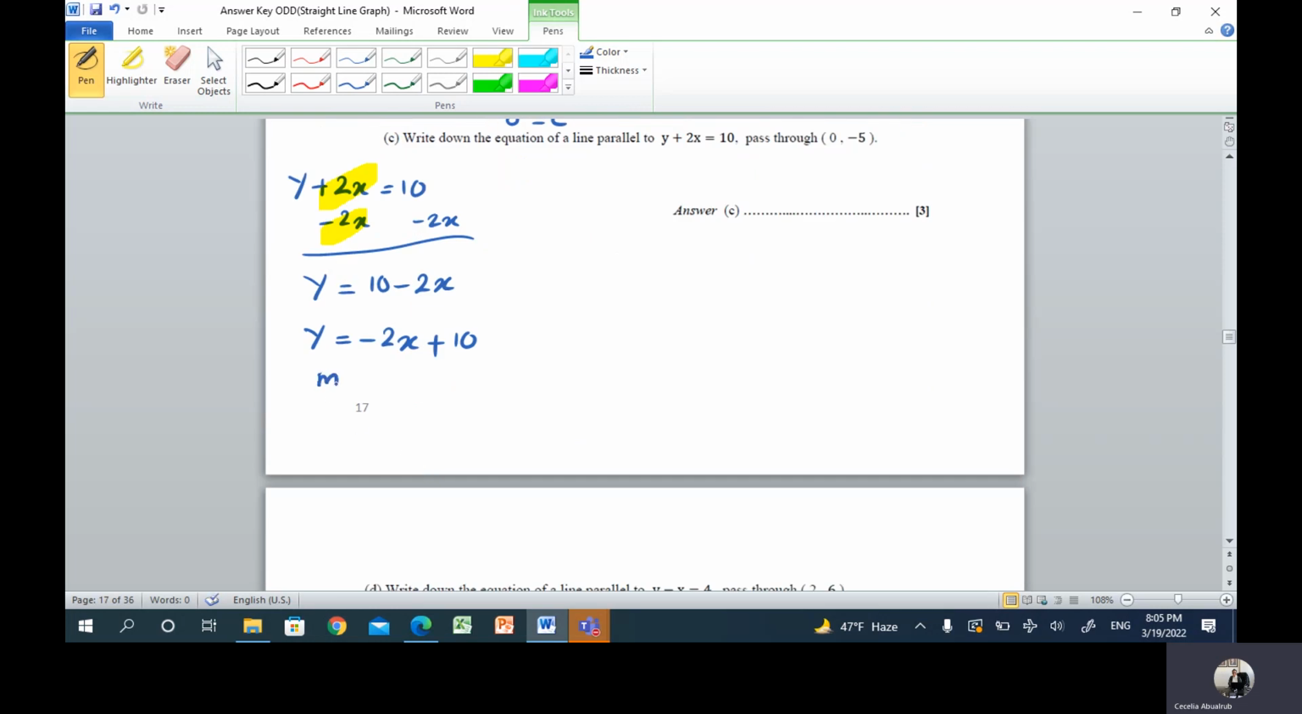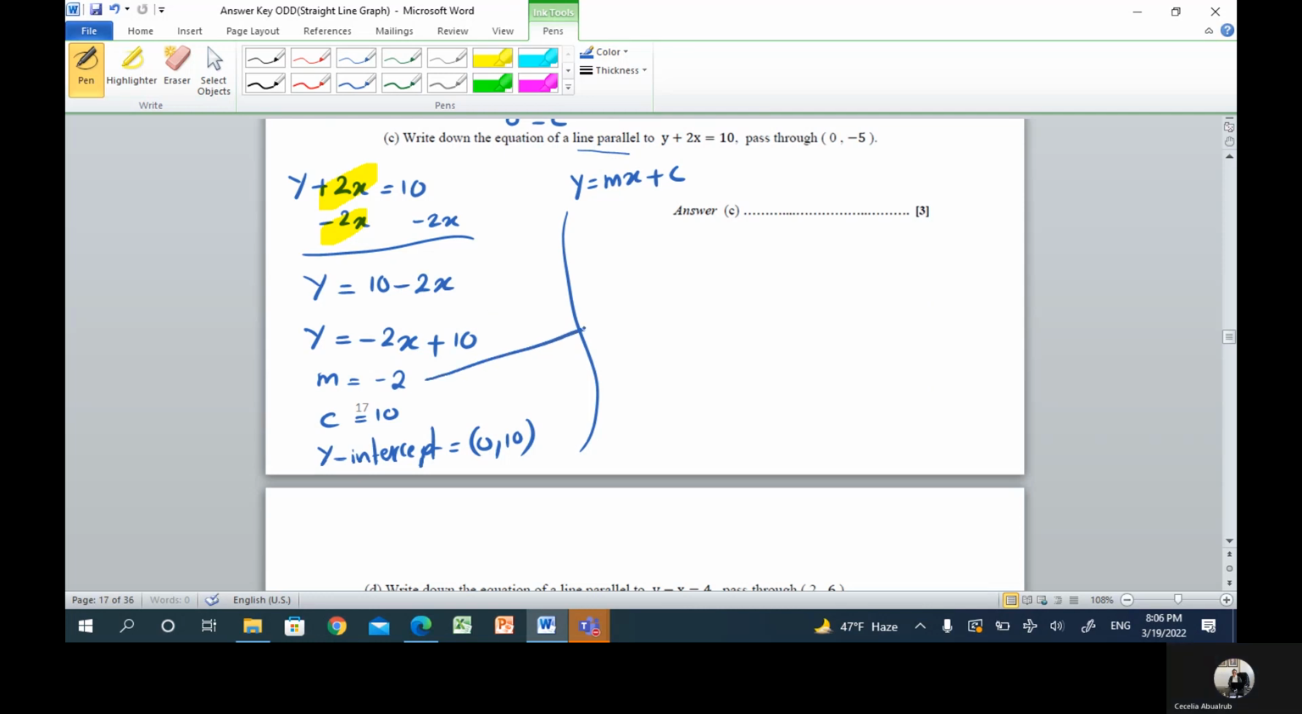Accordingly, m for this line is negative 2, which is the coefficient of x. c is equal to 10, and the y-intercept equals 0, c, which is 0, 10. Accordingly, I'm trying to find a line. The equation for it is mx plus c, and since it is parallel to this line, parallel lines have the exact same gradient, so m is equal to negative 2.